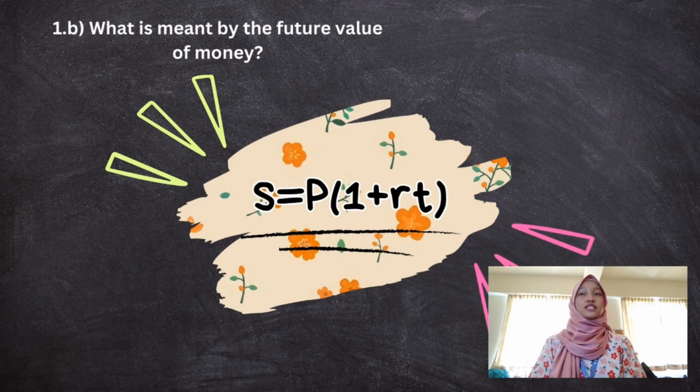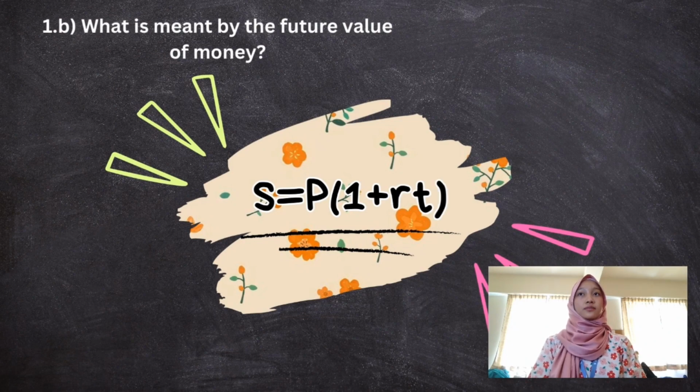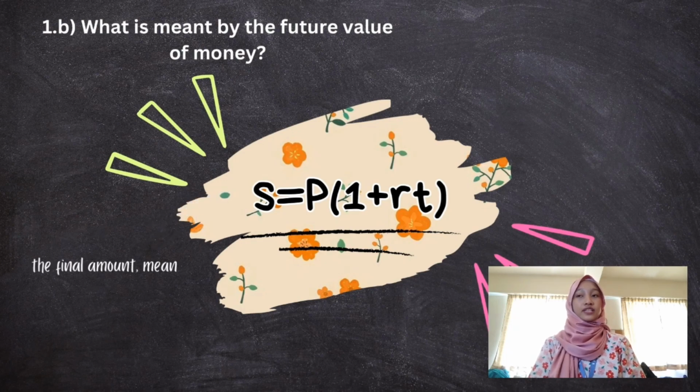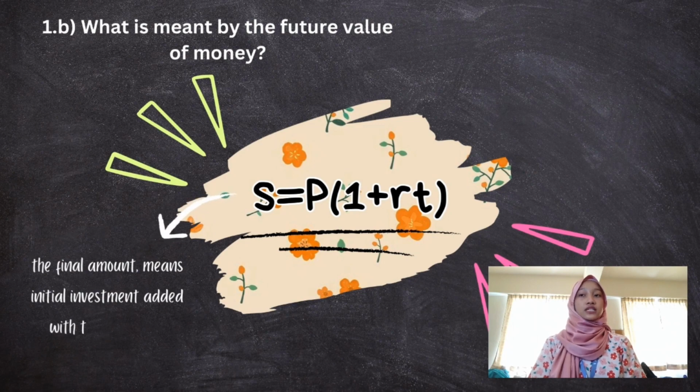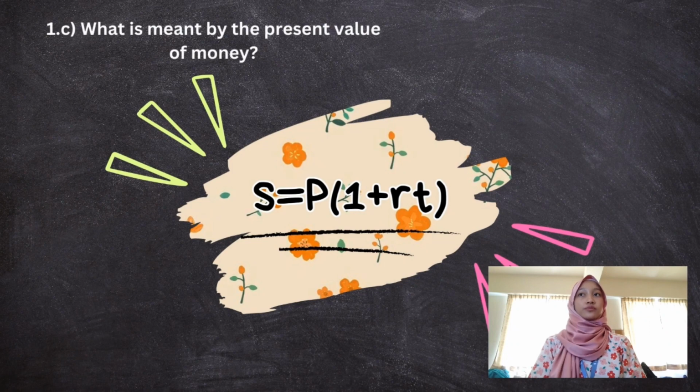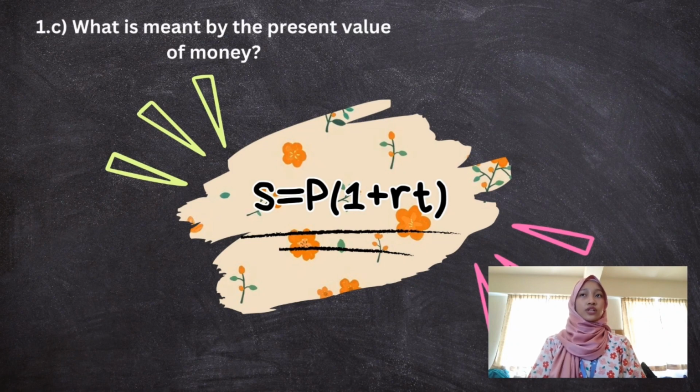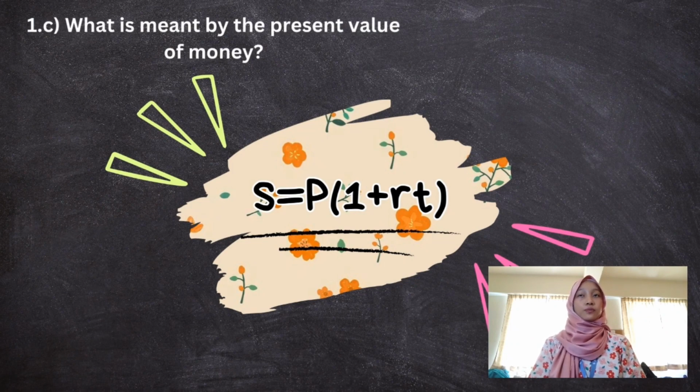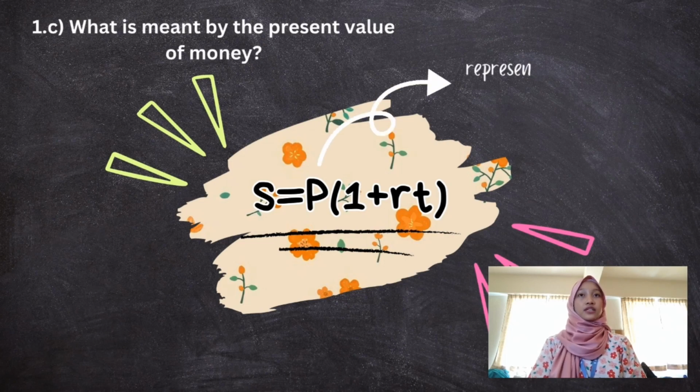Okay, let's move to the next question. What is meant by the future value of money? S represents the future value of money, which is the final amount, meaning the initial investment added with the total interest. 1c. What is meant by the present value of money? P represents the initial investment.